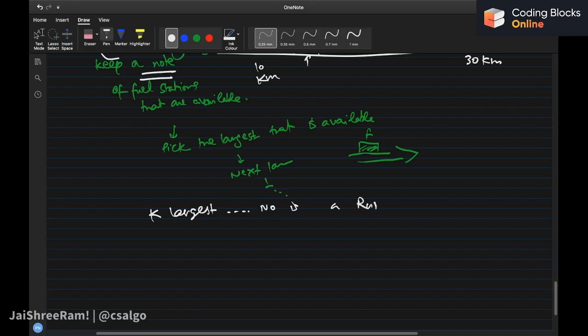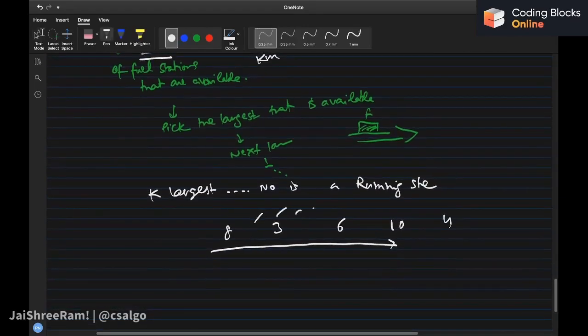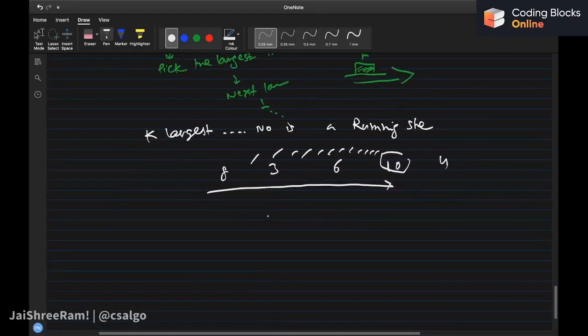So these fuel stops are like a running stream, because as you're going forward, 8 3 6 10 4. As you're moving forward, you keep track of what fuel stations you have encountered. Suppose you reach up to this point, so up to this point, I have encountered 10 8 6 and 3. So I need to store. If I want to refuel at this point, which fuel station will I choose? Obviously I will choose the station 10, or let's say there is a station 40. I will not choose 40 because I cannot reach 40.